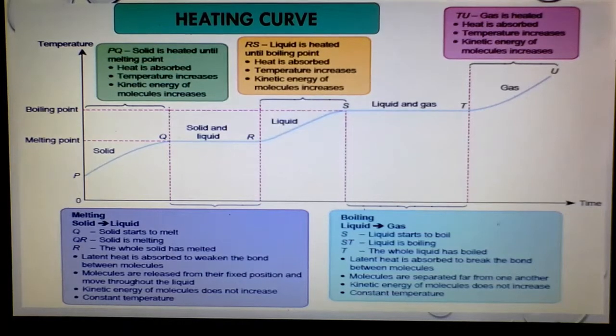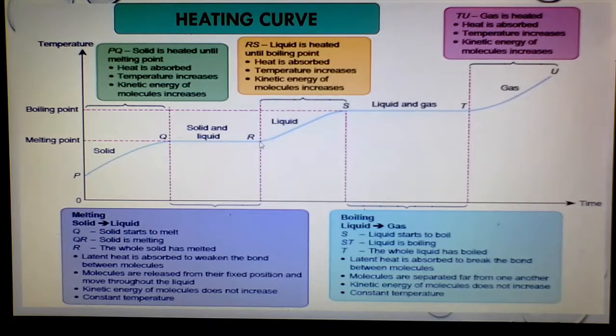And then for QR, Q is the melting point, as you can see here. It has already reached melting point. So Q is in solid state. Now Q to R, the solid starts to change to liquid, the melting process. So in QR, the solid is melting. Latent heat is absorbed to weaken the bonds between the molecules. Molecules are released from their fixed positions and move throughout the liquid. Kinetic energy does not increase, or we can say constant temperature. So you can see there is no increase in temperature. There is only change of phase. So the name of the heat required here, we call it latent heat of fusion.